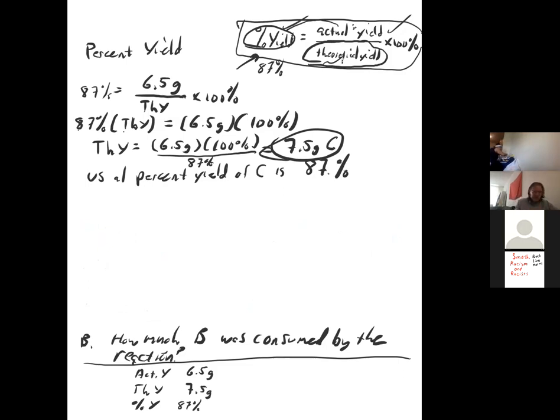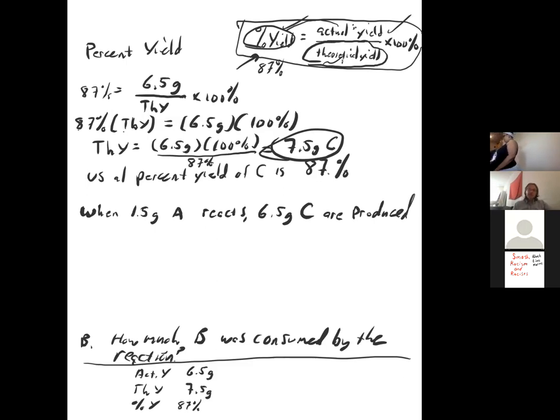Well, we have some information here. They told us in this problem that when 1.5 grams of A reacts, 6.5 grams of C are produced, right? So that was one piece of information that we got there, and that this is 87% yield. Okay. So now let's go back and take a look at this.